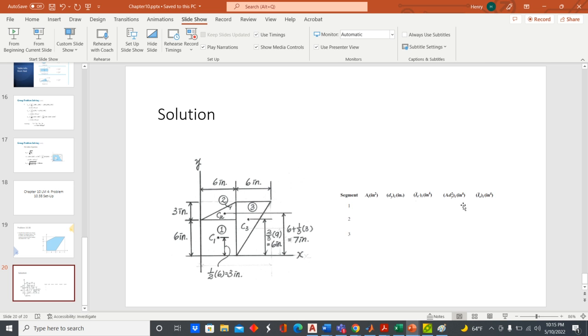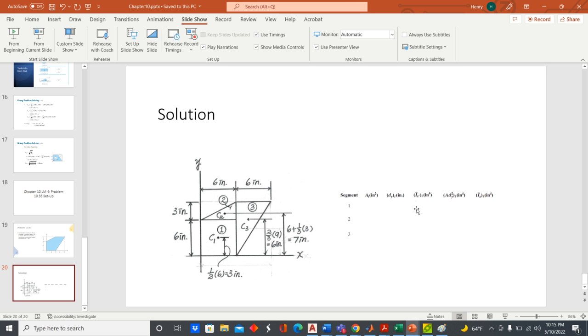So this is a nice tabular structure that's good to keep in mind, because it has all the various quantities that we would need. Notice for segment 1, just put in the area, which in the case of the rectangle is 6 times 6, or 36 square inches. dy is just the vertical separation between the axis of interest and the centroid, which is 3 inches.